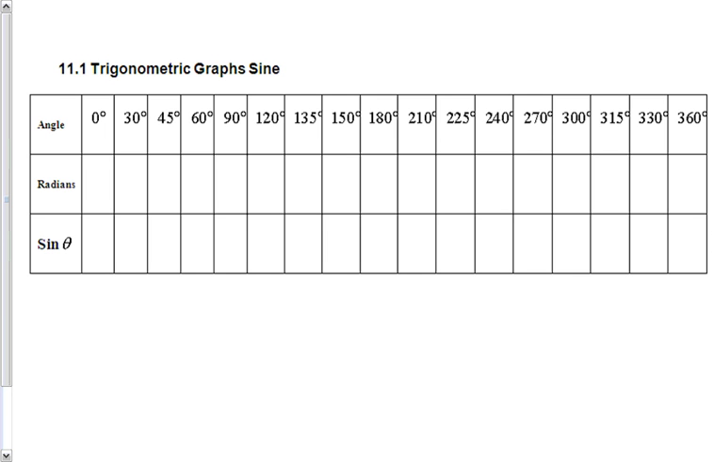So in this section, we're going to talk about graphing our trig functions. Today we're going to start with sine and cosine. There's a couple of things we're going to have to do before we get there. We're first going to graph in radians.